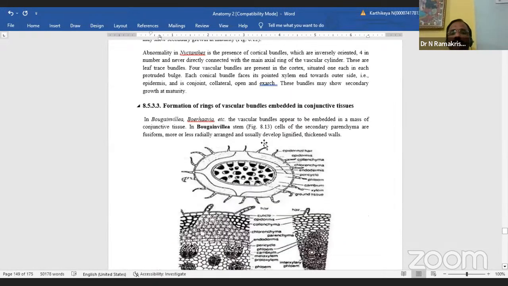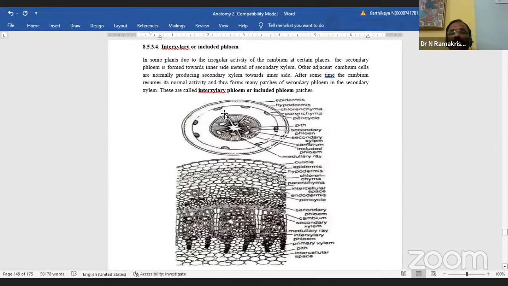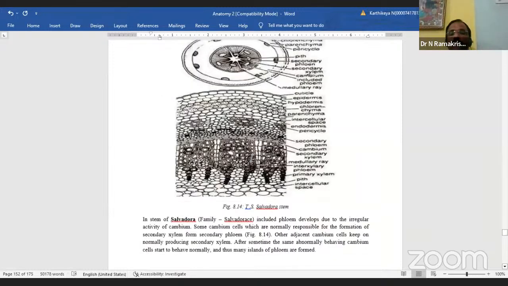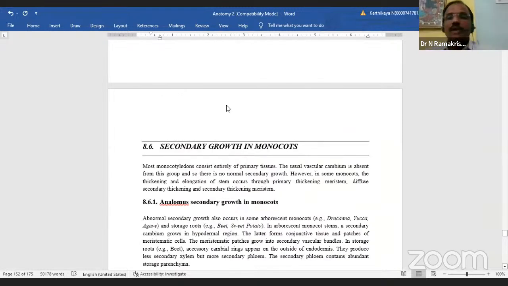This one is Amaranthus family. This one is okay, intercalary xylem is there. This one is in between. So in between, we are looking at the cambium activities. That is all related to secondary growth.